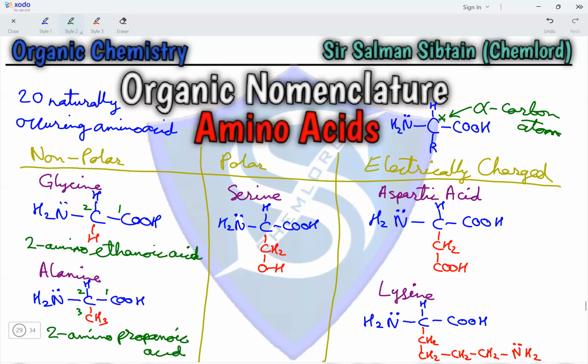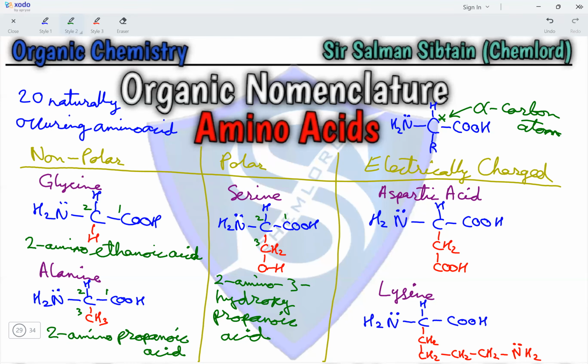Moving on to serine, 1, 2, 3. We've got three carbon atoms. 2 has an amino group on it, 3 has a hydroxy group on it. A is given preference over H. So the name of this compound would be 2-amino-3-hydroxy. And since there are three carbon atoms, so propanoic acid.